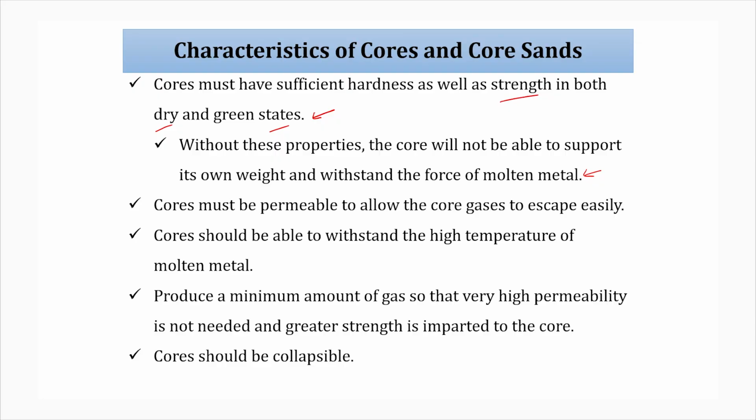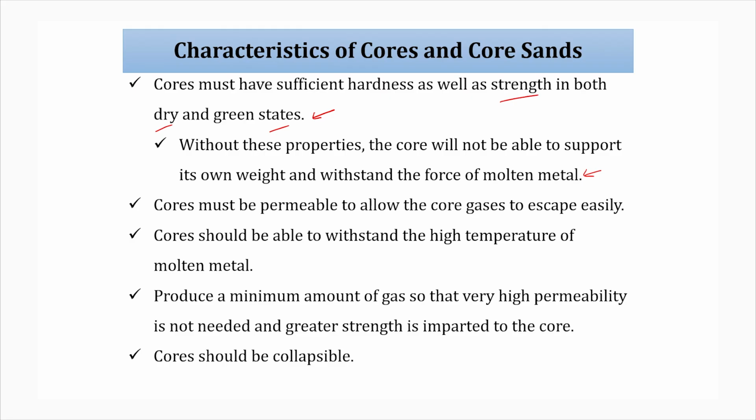So, we have to give a permeable sand core, so that gases can escape from the core and go out from the mold. The core should be able to withstand the high temperature of molten metal that we have discussed. It should produce a minimum amount of gas so that very high permeability is not needed and greater strength is imparted to the core. The core should be collapsible.